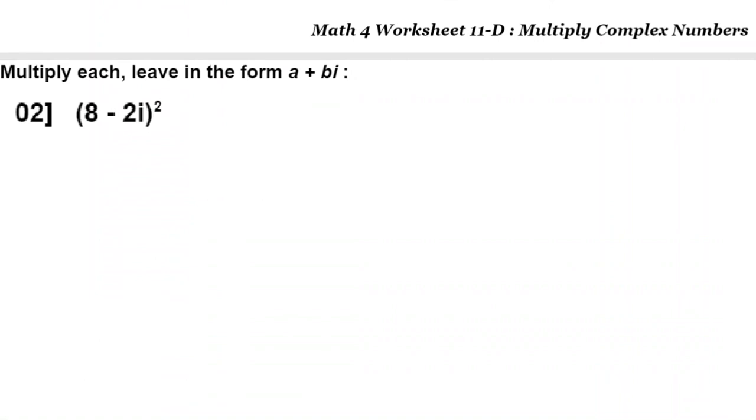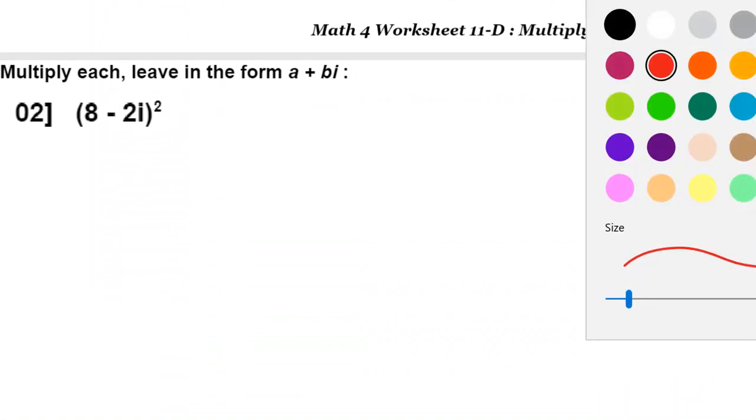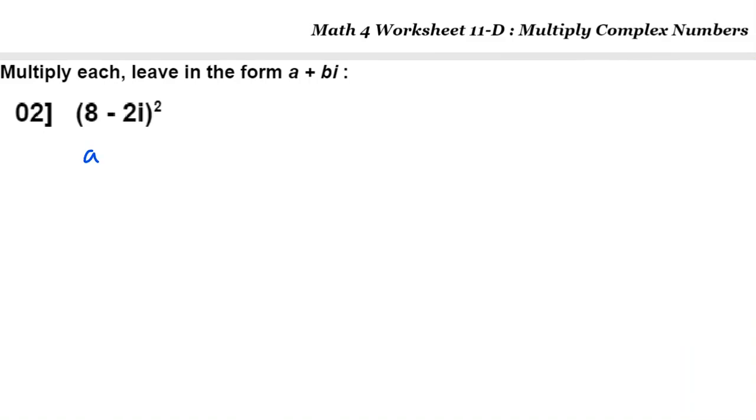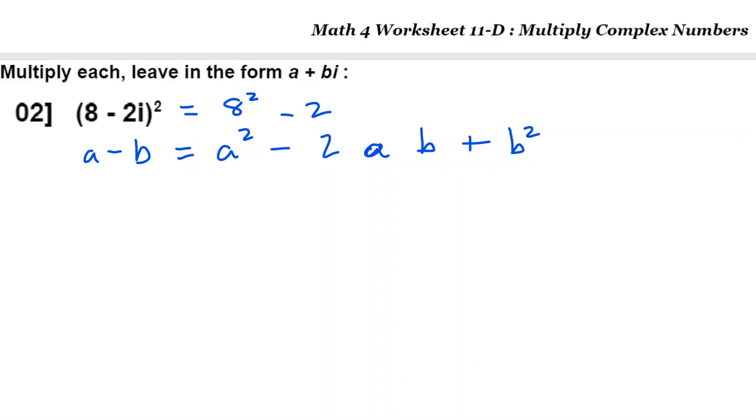Oh, for funsies, let's try it the other way. (A minus B) squared equals A squared minus 2AB plus B squared. So that is going to be 8 squared minus 2 times 8 times 2i plus (2i) squared.